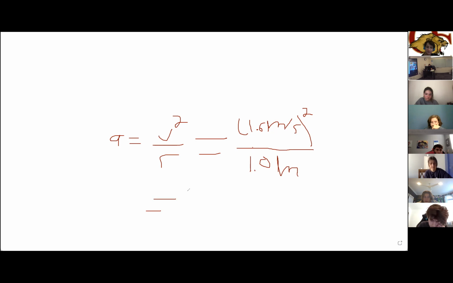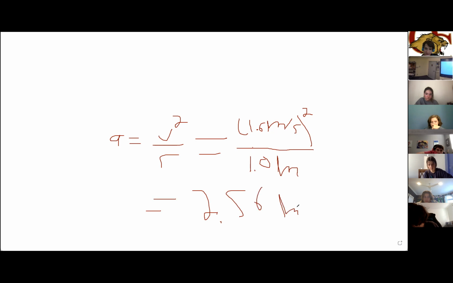So that would be 2.56 meters per second squared. All right, or with sig figs, 2.6 meters per second squared. Yeah, good. So sig figs, go to 2.6. Good, I'm glad you mentioned that.